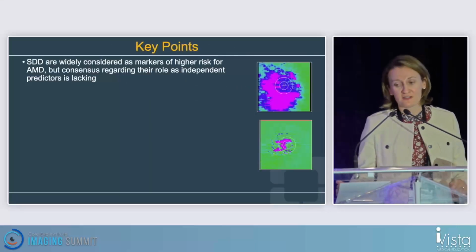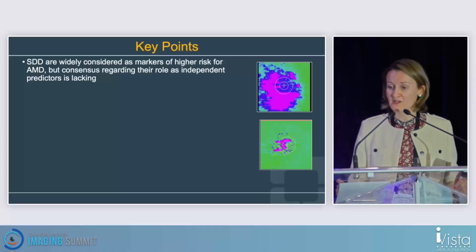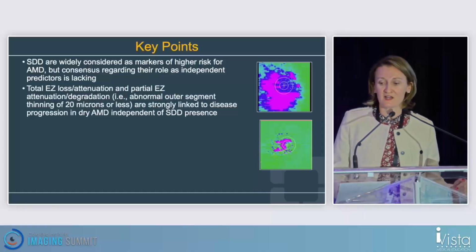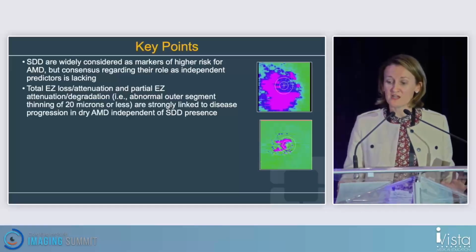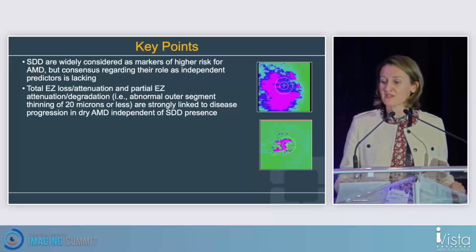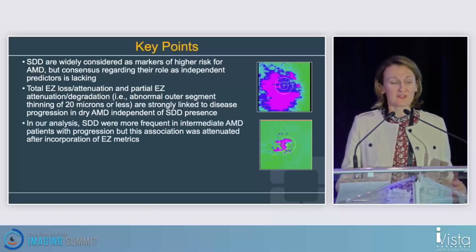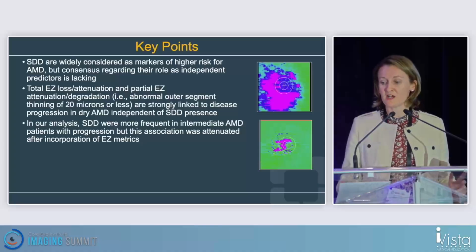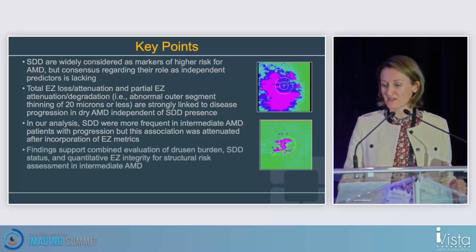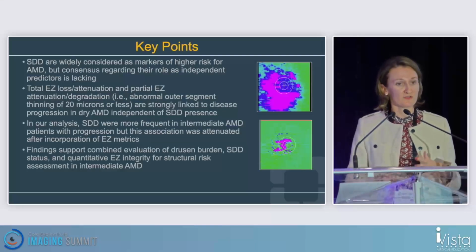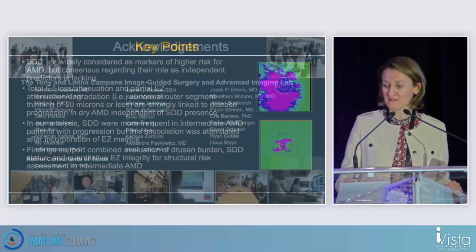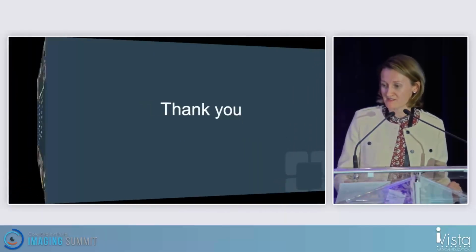So in conclusion, SCD are considered to be a marker for higher risk, but there's really consensus lacking if it's an independent risk factor. We can look at EZ attenuation, both partial and total, which are strongly linked to the progression of intermediate AMD independent of SCD. But in our analysis, we found that SCD were more frequent in intermediate AMD patients, but this association with progression was really, unfortunately, attenuated after the integration of EZ metrics. So these are likely all contributing together, but I think the strongest predictor for how patients do is EZ integrity. Just wanted to say thank you.